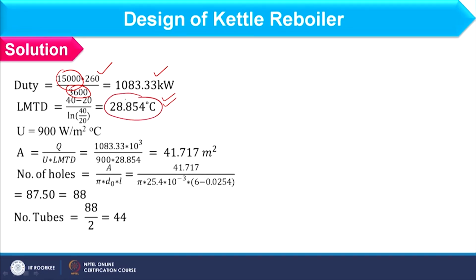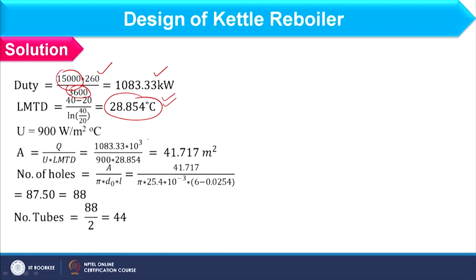So, you see in this case we will never come across a situation where temperature cross will take place, right. So, here only LMTD will work without considering the FT correction factor, and you know how to find LMTD, and the value of that LMTD is 28.854. So, I know the heat duty, I know the LMTD value, and the overall heat transfer coefficient initial guess is given to us as 900 watt per meter square degree Celsius.